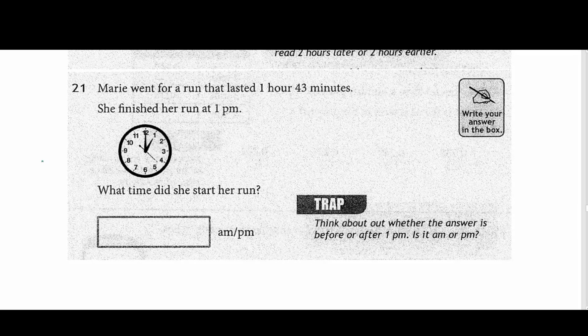Marie went for a run that lasted 1 hour and 43 minutes. She finished her run at 1 p.m. What time did she start her run? Okay, so she finished at 1 p.m. The run lasted 1 hour and 43 minutes. So if we go 1 hour back, that's going to be 12 midday. Then we've got to go 43 minutes.